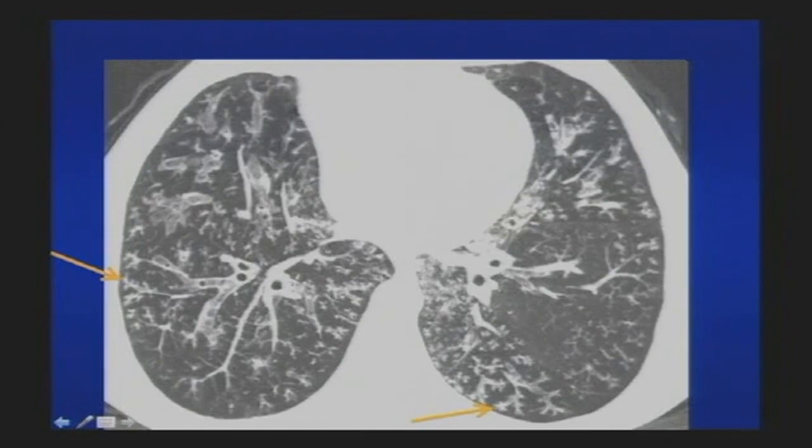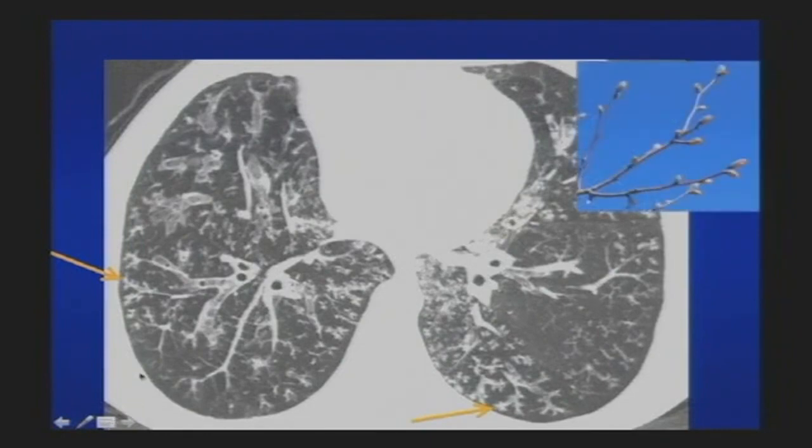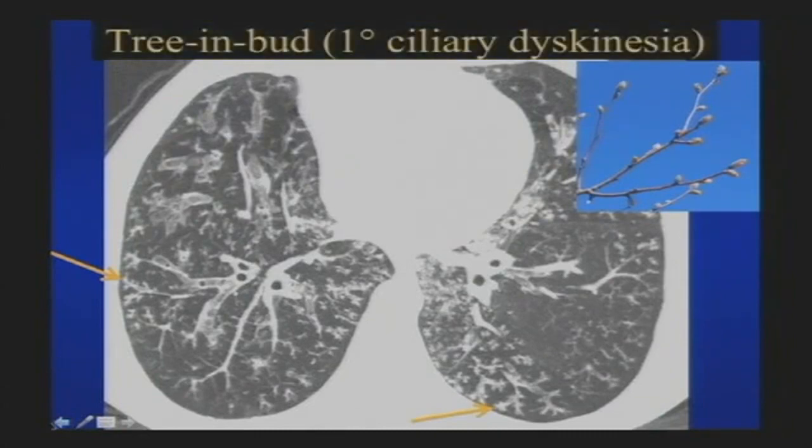Okay, so that finding is tree-in-bud. This is my nectarine tree, just starting to do this. We have an early spring in California. As the buds start to swell, that's why I call it tree-in-bud, because the buds are starting to swell in the spring. And this is someone with primary ciliary dyskinesia. If I showed you more central lung, you'd see that the patient had really, really bad cystic bronchiectasis in other locations. What's the importance of this sign?